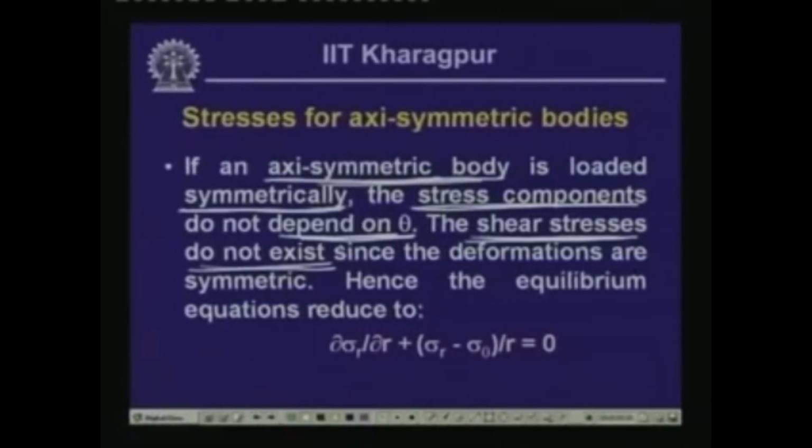With the absence of the shearing stresses, the equilibrium equation reduces to ∂σr/∂r + (σr − σθ)/r = 0, where only the normal stresses exist and shearing stresses are absent.